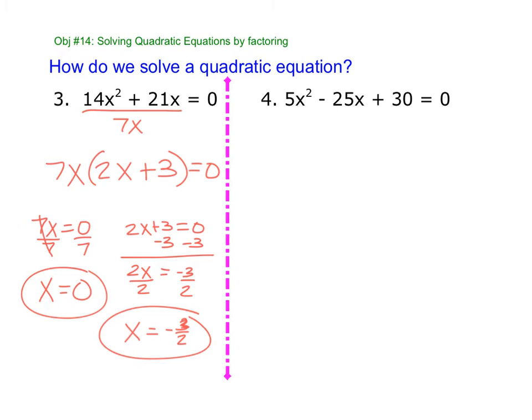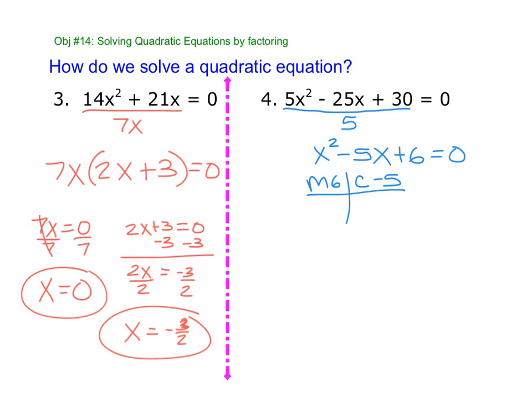All right, number 4. What kind of factoring is this? This is not a slide because we can divide by 5. Remember, you always want to try to divide. We have a GCF. So x squared minus 5x plus 6 equals 0. Now that's just a regular MC chart. We are multiplying to 6, combining to negative 5. So we have 1 and 6 and 2 and 3.